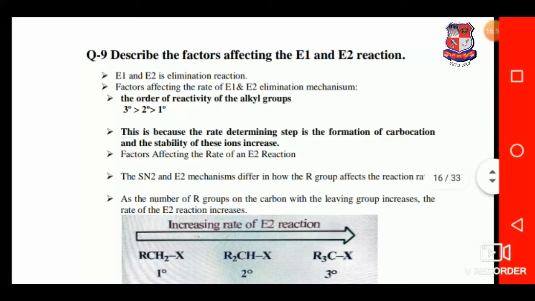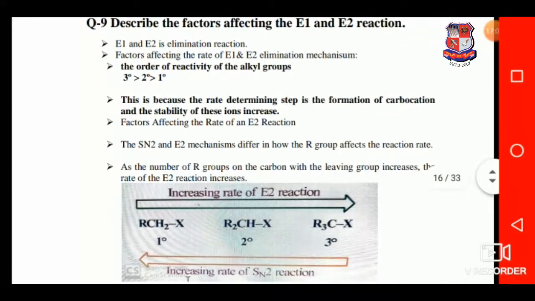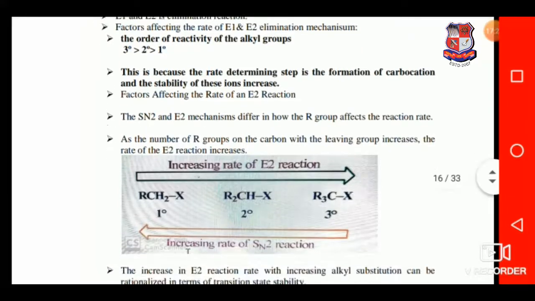Question number 9. Describe the factors affecting E1 and E2 reactions. The order of reactivity of the alkyl group: the tertiaries are more active compared to secondary and primary. This is because the rate determining step is the formation of carbocation, and the stability of these ions increases.